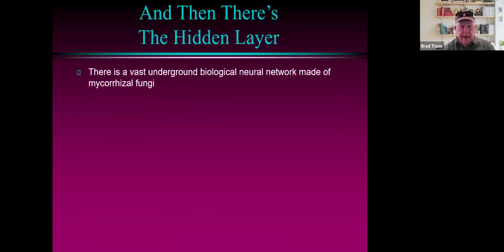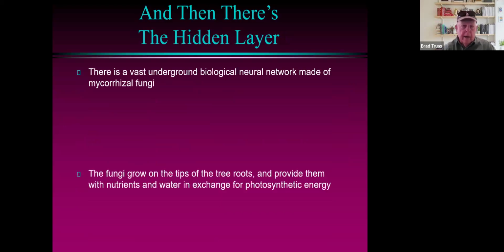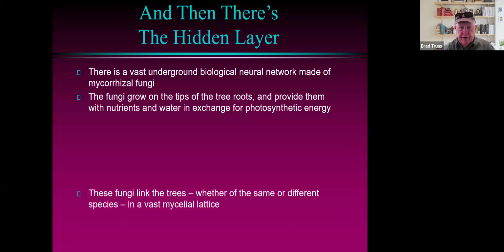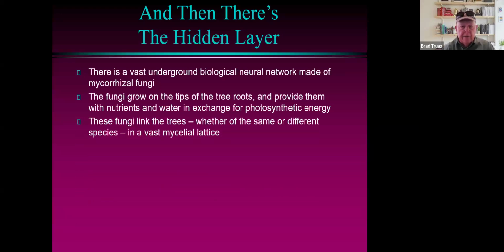And then there's the hidden layer that's underneath. There's a vast underground biological network made up of mycorrhizal fungi. The fungi grow on the tips of the tree roots, and they provide the tree roots with nutrients and water in exchange for photosynthetic energy. And these fungi link the trees, whether of the same or different species, in this vast mycelial lattice.